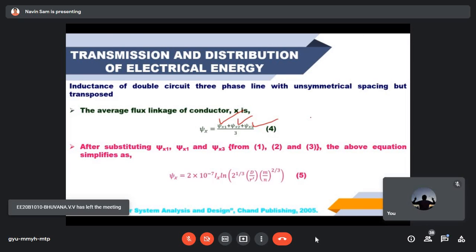So if you are substituting and simplifying it, you will get an expression like this. Just a mathematical simplification, no conceptual things. Substitute psi x1, psi x2 and psi x3 from equations 1, 2 and 3. Then if you simplify it, you will get an expression like this: 2 × 10^-7 Ix ln (2^(1/3) d / r'm/n)^(2/3).